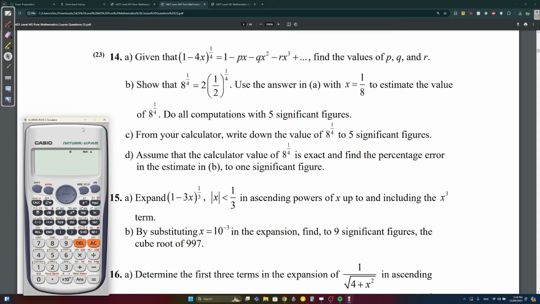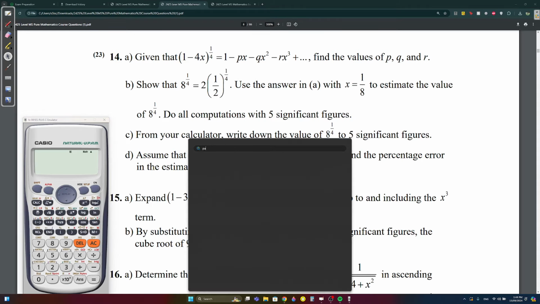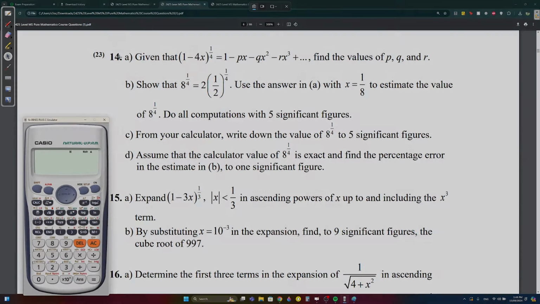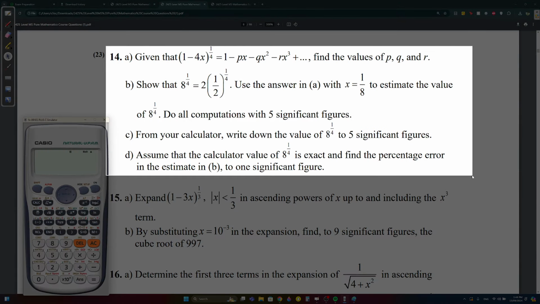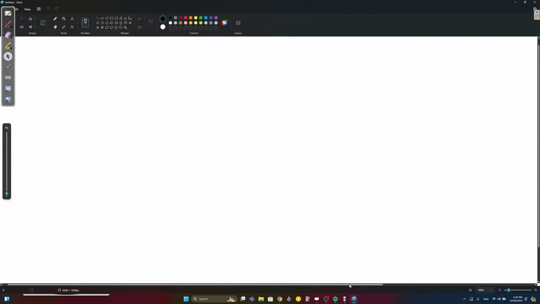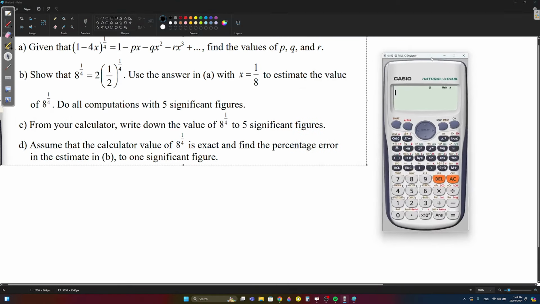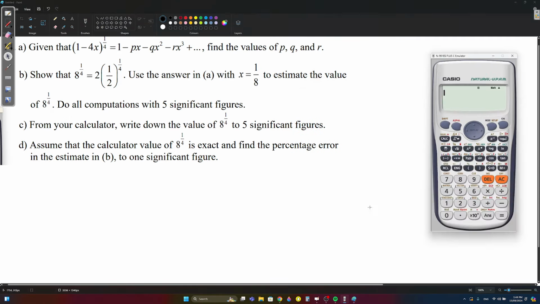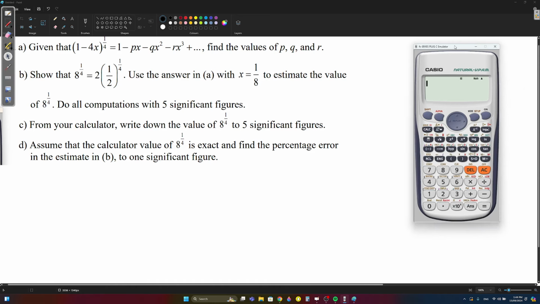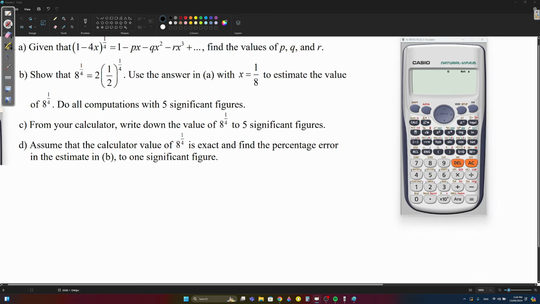Okay. Do I have paint? Yeah, I do have paint. Okay, I'm gonna go here. Okay, there you go. I want this because I want the calculator to be here. If I open the open board slide, I'm not able to use the calculator. Okay.